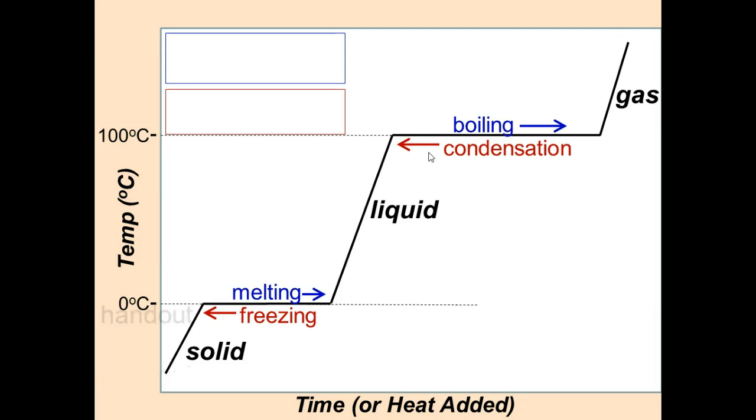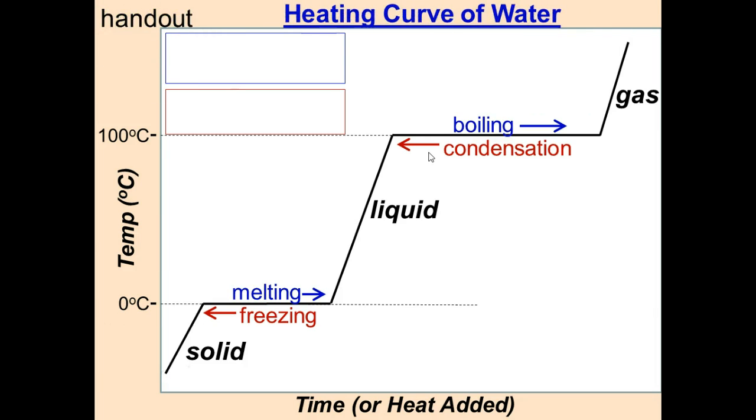And now we're going to look at another curve. It's exactly the same: solid, liquid, gas, the sloped regions. The leveled regions are phase changes. So we have melting from solid to liquid, boiling from liquid to gas, and then the opposite, condensation, gas to liquid, and freezing from liquid to solid.